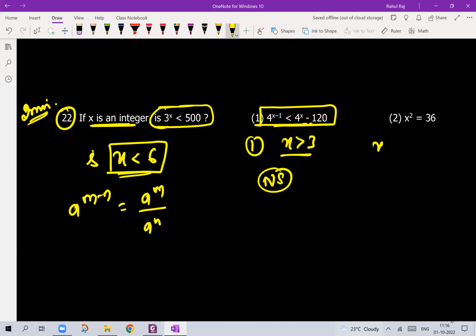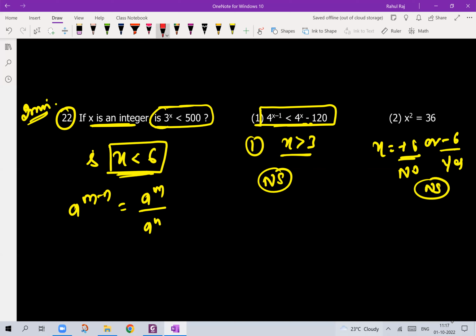x square is equal to 36 means x is equal to plus 6 or minus 6. My question is simple. Is x less than 6? If I put x is equal to 6, it is not less than 6. I have a no situation. If I have x is equal to minus 6, it is less than 6. I have a yes situation. So straight away it is not sufficient.